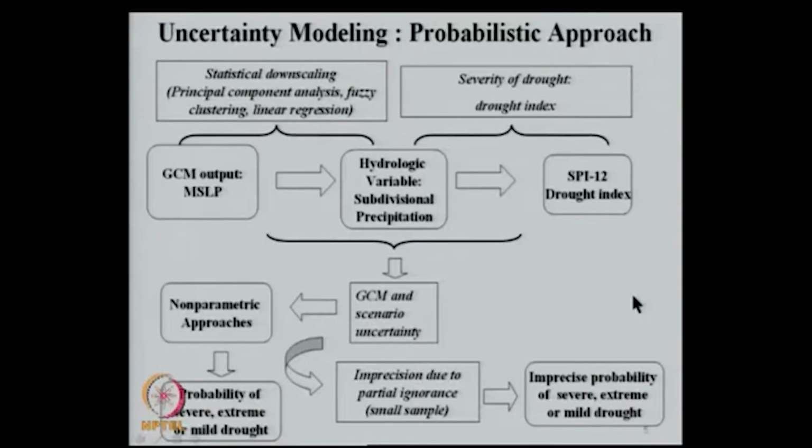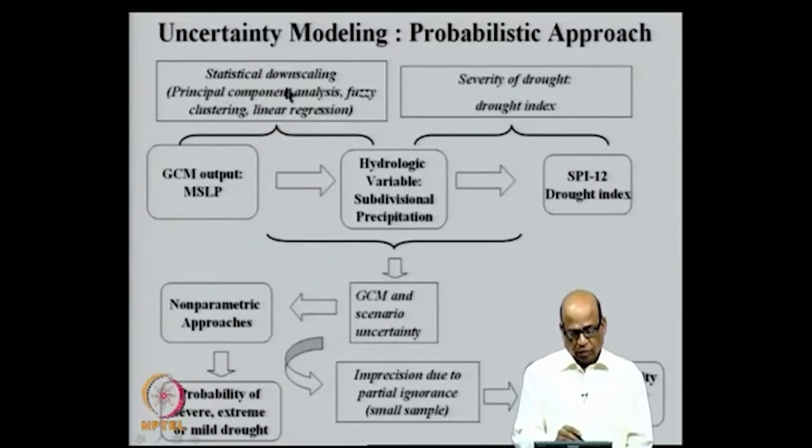So, in the probabilistic approach, I will just give a broad overview of what we do here, and in the particular application that I will be talking about in this lecture, that will deal with the drought index, or how the drought scenario is likely to evolve in a particular river basin.